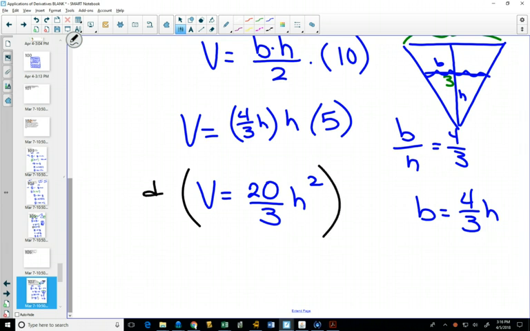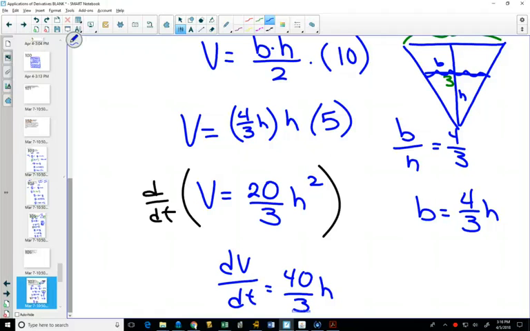Both of those are functions of time, so we can take the derivative with respect to time. So dV/dt will equal 40/3 h dh/dt.